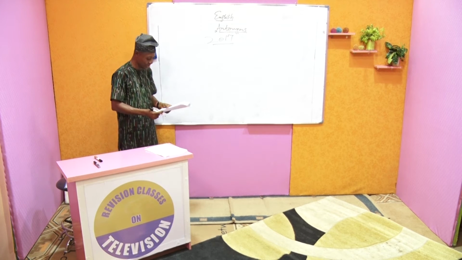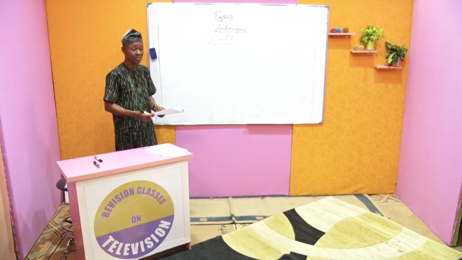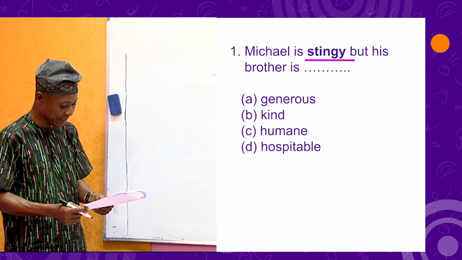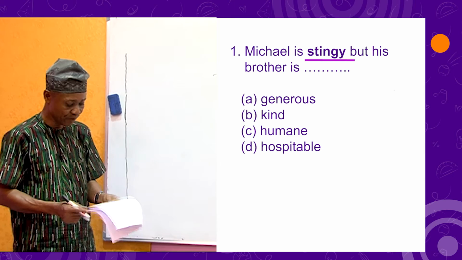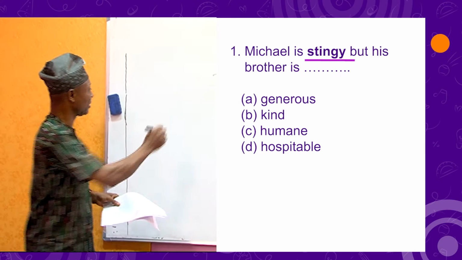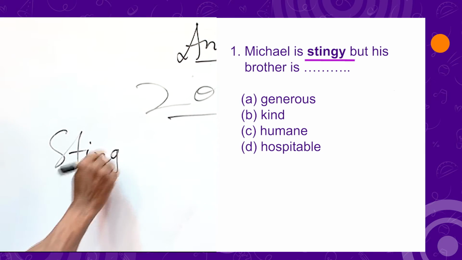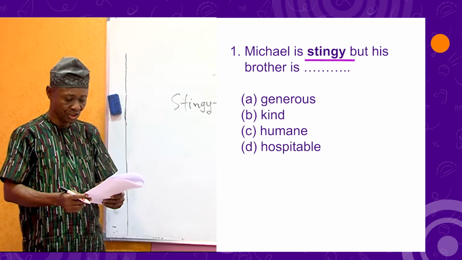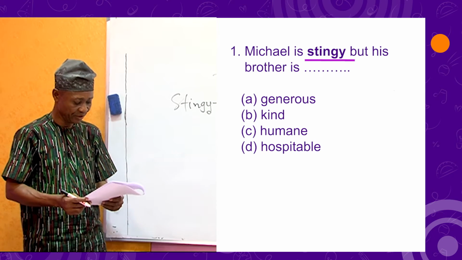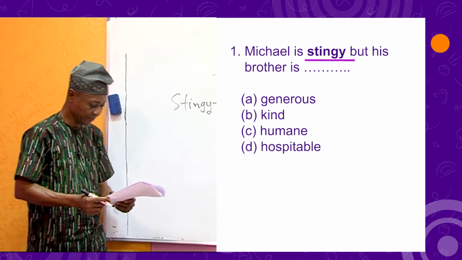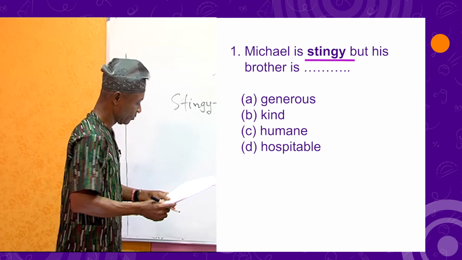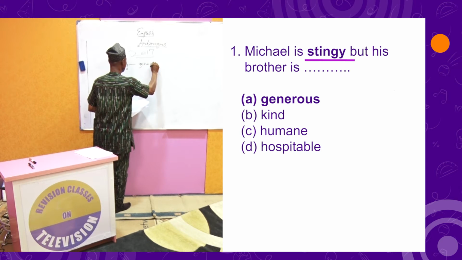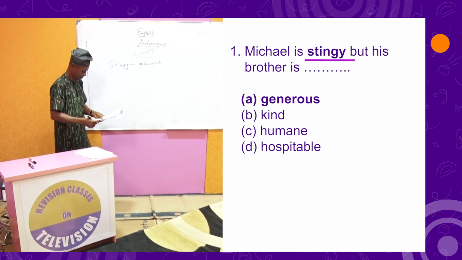Now we want to go to 2017 antonyms, beginning with question number 1 of that year. Michael is stingy, but his brother is dash. The underlined word is stingy. The following are the options. A, generous. B, kind. C, humane. D, hospitable. The appropriate answer to that question is option A, which is generous.